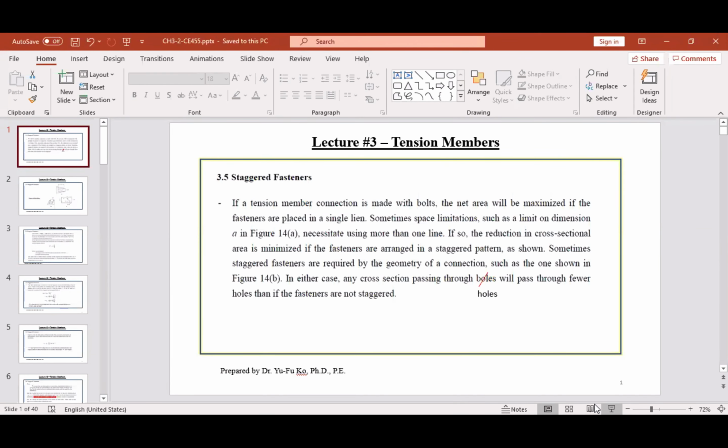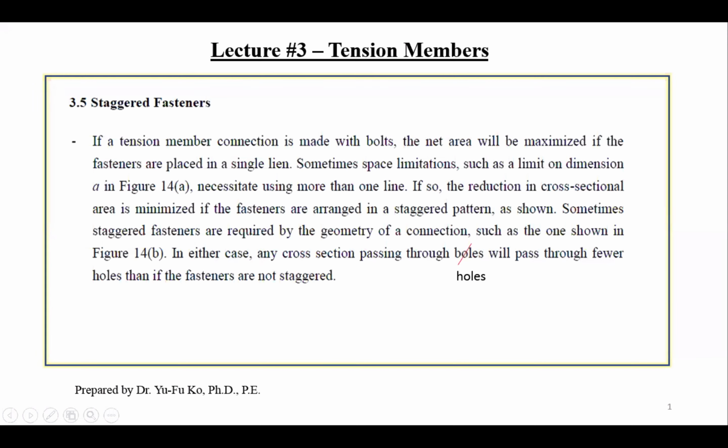Now let's move on to one of the difficult topics in chapter 3. We call it staggered fasteners. So far in what we covered, the holes are not staggered. So I will show you what I mean by stagger. If a tension member connection is made with bolts, then the area will be maximized if the fasteners are placed in a single layer, meaning a single vertical row.